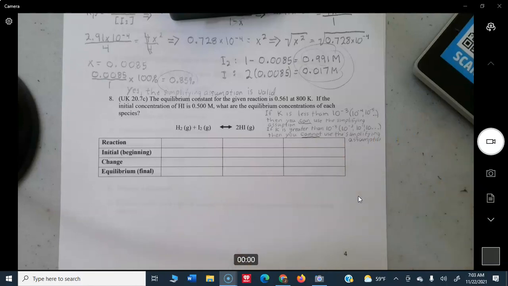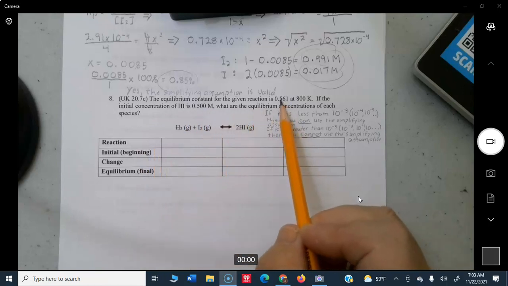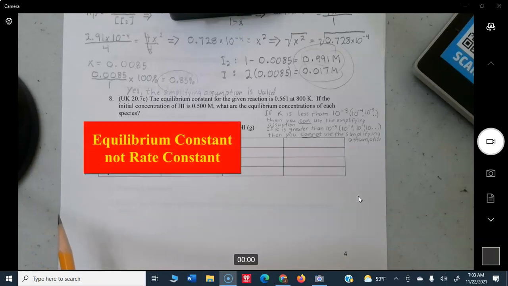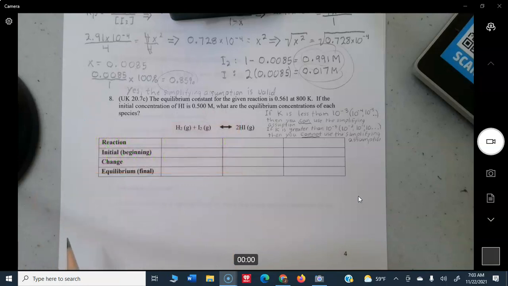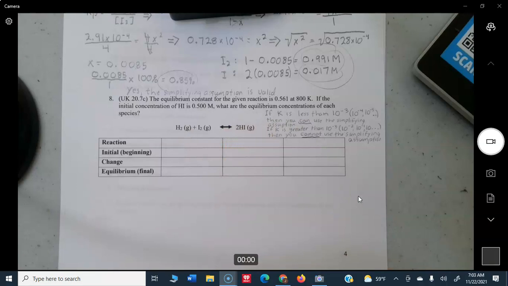All right, so as we read this problem, we see that the equilibrium constant is 0.561. That's going to be 5.61 times 10 to the negative 1. That's a fairly big equilibrium constant. So we can't use the simplifying assumption here. So again, as you gain experience doing these problems, you'll learn to make that judgment. Now, if the initial concentration of HI is 0.5 molar, what are the equilibrium concentrations of each species?